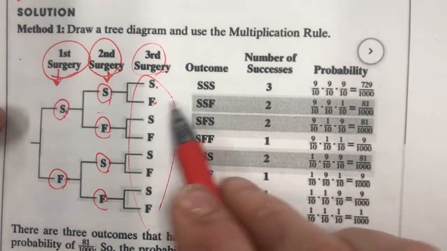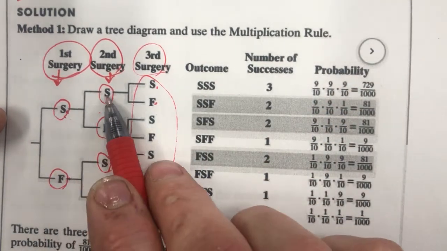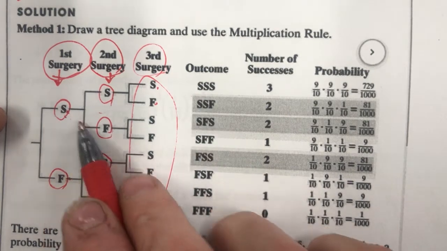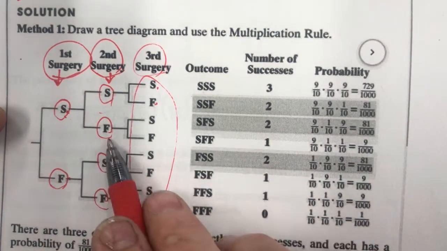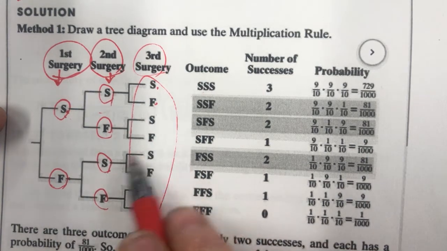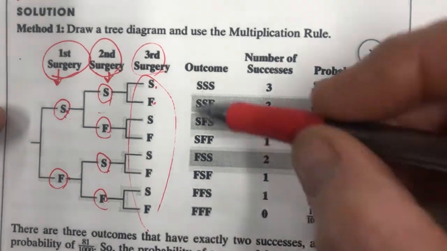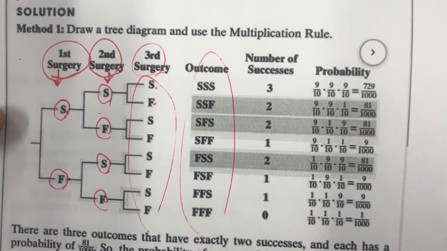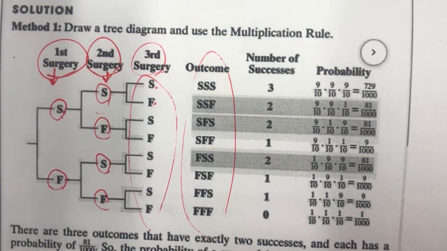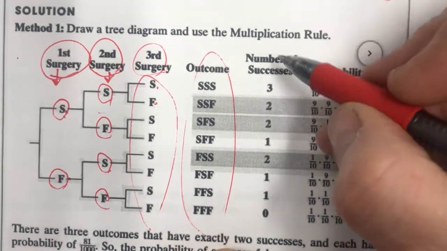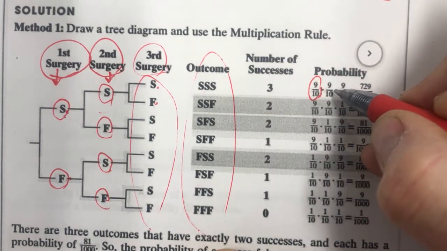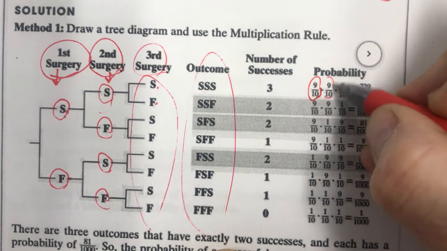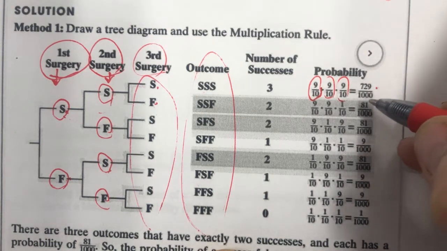Okay, so here's all the outcomes. Success, success, success. Success, success, failure. Success, failure, success. Success, failure, failure, and so on. There's 8 different outcomes, and here they all are. So 3 successes, that'd be 90%, or 9/10 times 9/10 times 9/10, which is this.